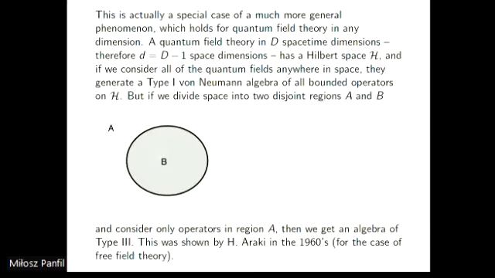Suppose we're in D space-time dimensions, and therefore in little d equals capital D minus 1 space dimensions. Well, there's a Hilbert space H, and if we consider all quantum fields throughout space, they generate a type 1 von Neumann algebra of all bounded operators on H. But if we divide space into two disjoint regions A and B, as shown in the picture, and consider only operators in region A, we get an algebra of type 3. This is a result originally due to Araki in the 1960s.